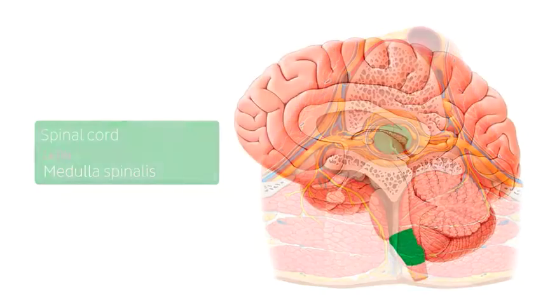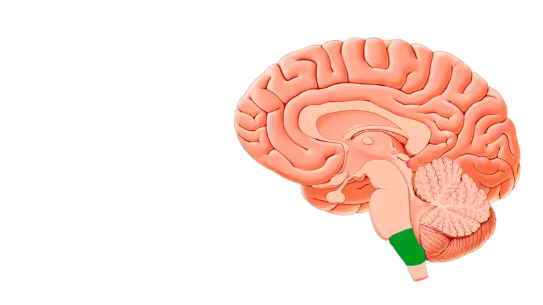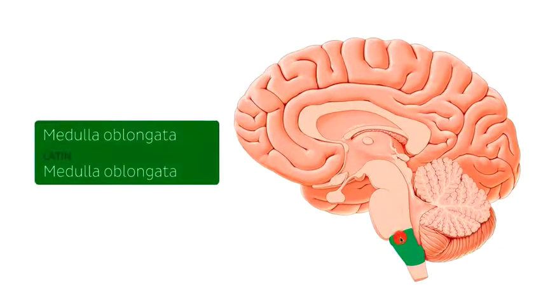from this structure that you also see here from a medial view of the brain that I just highlighted. This is the medulla oblongata, and the spinal cord will be extending from the medulla oblongata. The brain and the spinal cord together make up the central nervous system, also known as CNS for abbreviation.